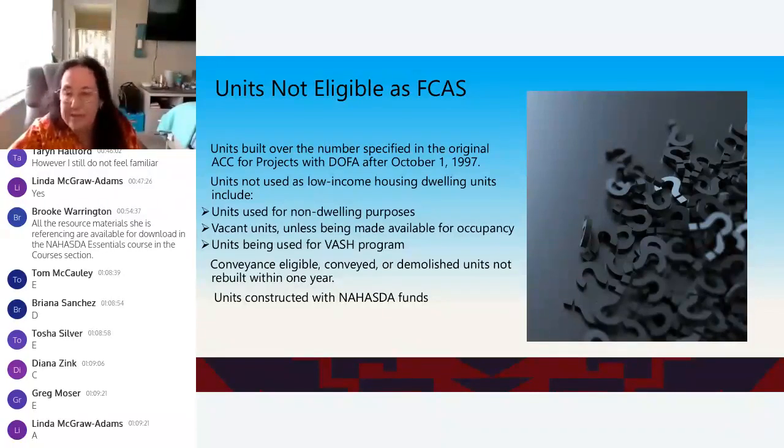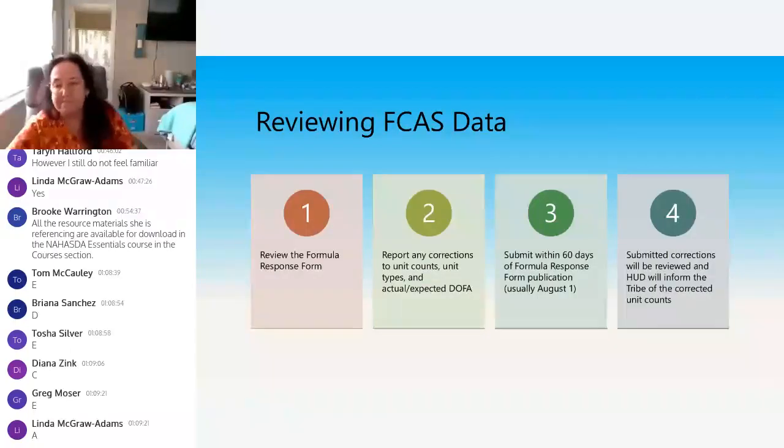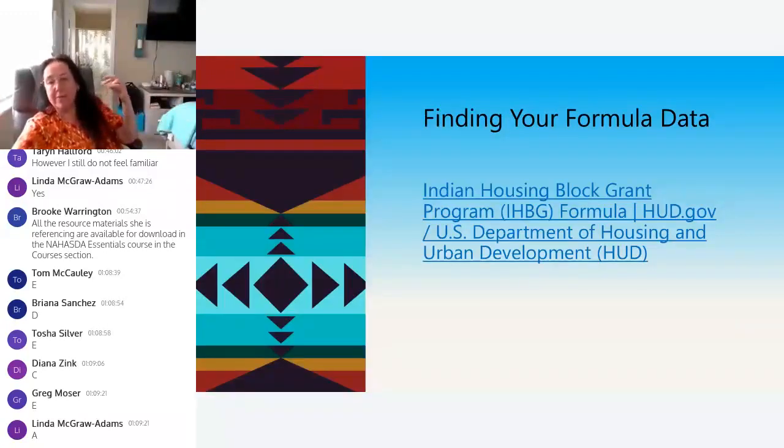So you're supposed to, on a yearly basis, review your formula response form. Report any corrections to your unit counts, your unit types, and your actual and expected dates of full availability. You submit within 60 days to the Formula Response Center, usually around August 1st, and your submitted corrections are going to be reviewed. HUD will inform the tribe of your corrected unit counts. This is how you find your formula data. Make sure somebody within your tribe is looking at this.